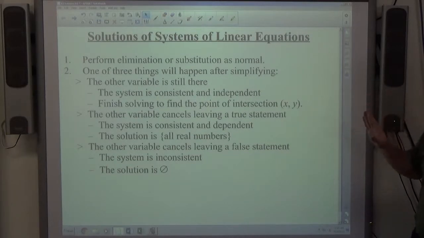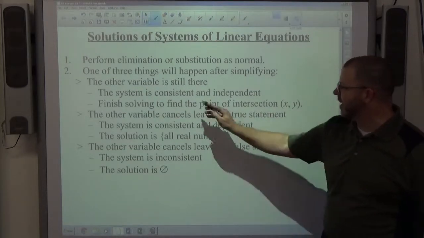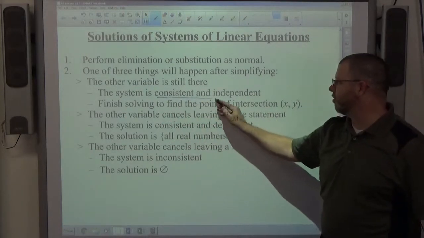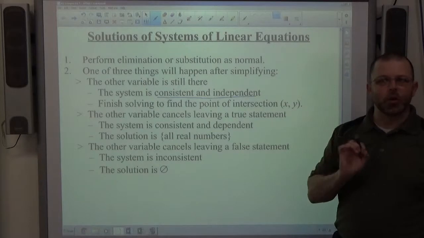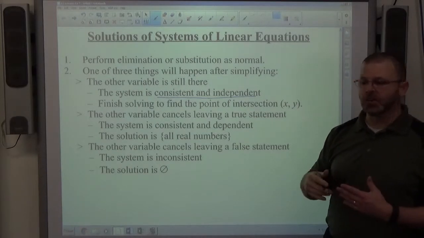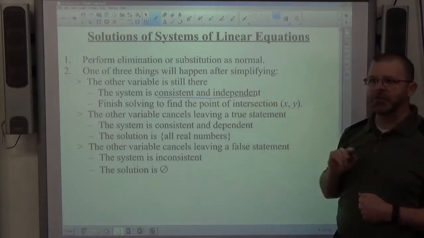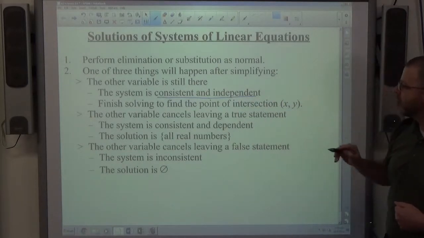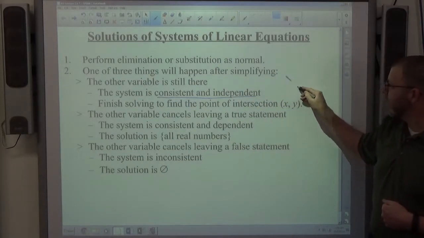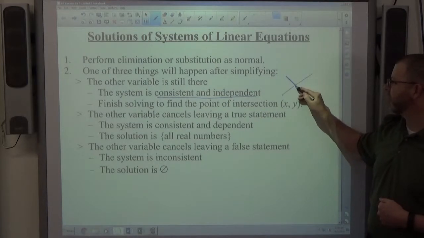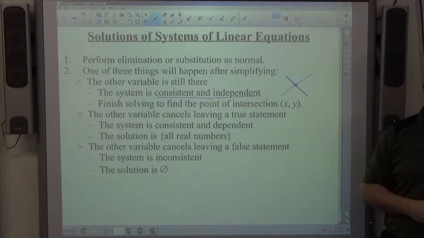And what I want you to understand is everything we've seen so far has been a consistent, independent system of equations. So a normal system of equations is going to have the characteristic of being a consistent system that's independent. That means you have exactly one solution. If I was graphing the lines, one line does that, the other line does that, they intersect at some point. That's what we've been seeing up till now.